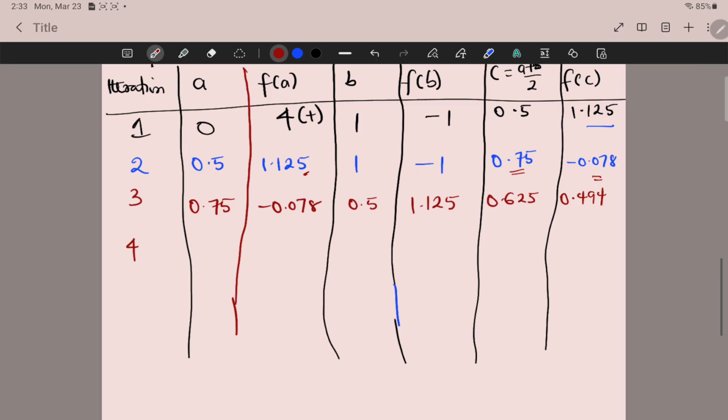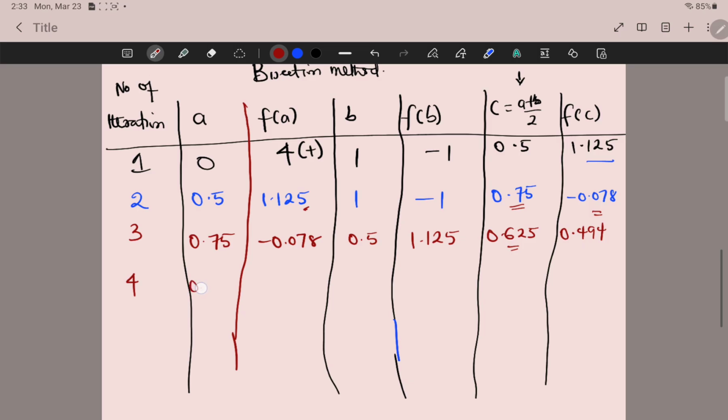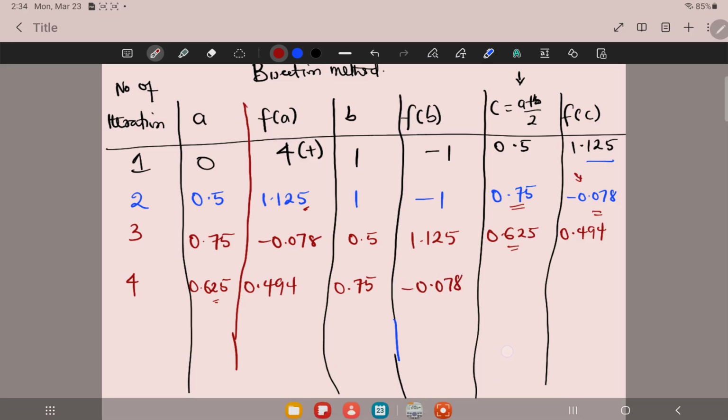At your fourth iteration, you bring back the newborn baby 0.625. What is f of 0.625? 0.494. So it's time for marriage now. This is a positive figure. I need to pair it with a negative. So who was the last person to give me a negative figure? This guy, 0.75. Because look at the negative here. So 0.75 will be here. F of b will be minus 0.078.